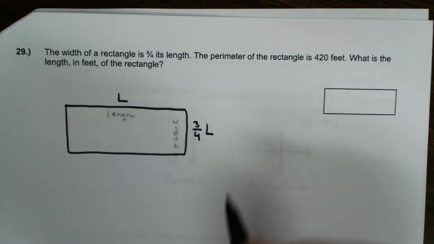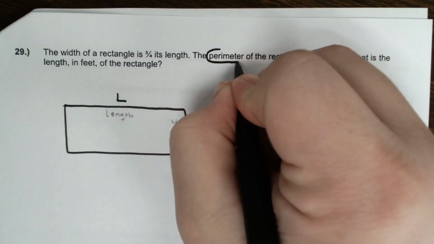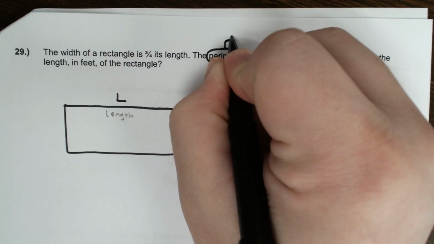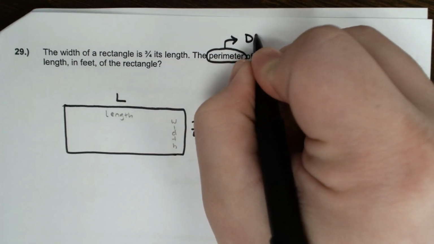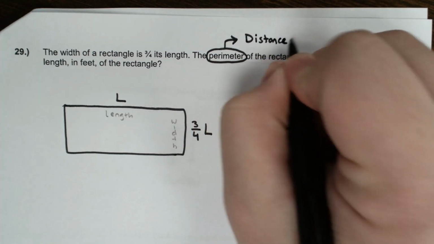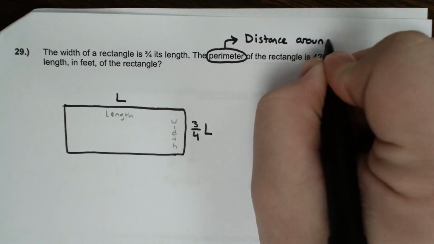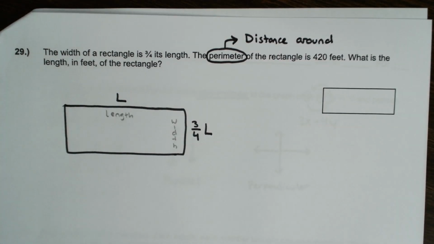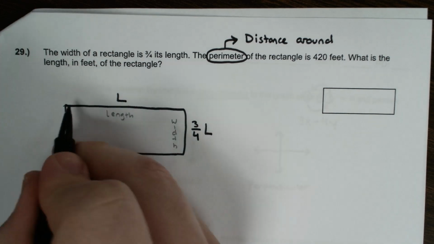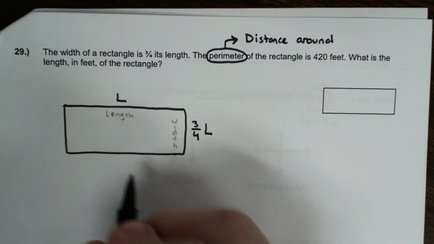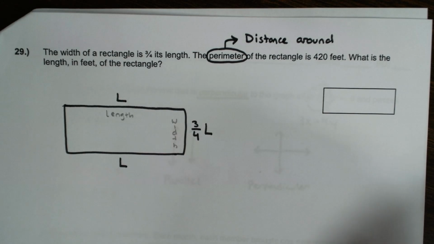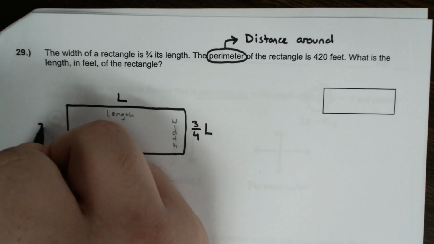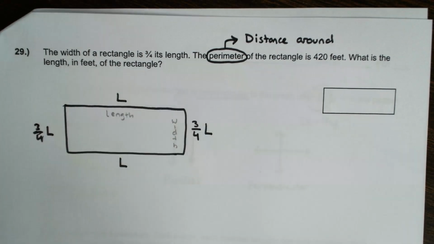Now, perimeter. That is the distance around a shape. So, the whole perimeter of being 420 means the length plus the width plus the other length, which is the same thing, plus the other width, which is the same thing, totals to 420.